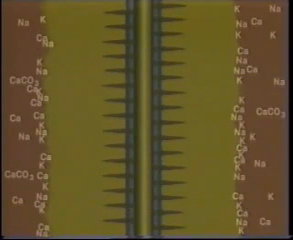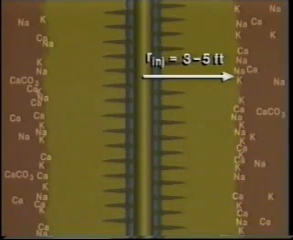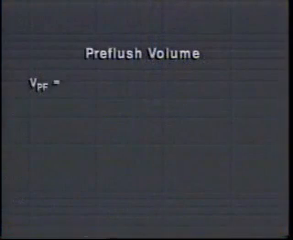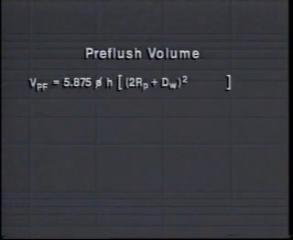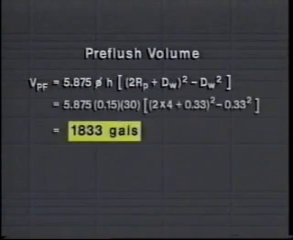To accomplish this, most matrix treatments are designed so that the radial depth of the pre-flush will be 3 to 5 feet. We can calculate how much HCl pre-flush is required by using a constant, the porosity, the formation thickness, the radial depth, and the wellbore diameter. The pre-flush volume in our example, then, is 1,833 gallons.